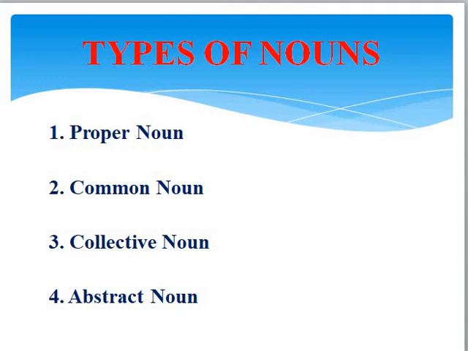Abstract noun, as you can all understand, it comes from the word abstract, something that is not concrete, not like a physical object. So abstract nouns are the feelings and emotions that we feel. It is not something concrete or a physical object.